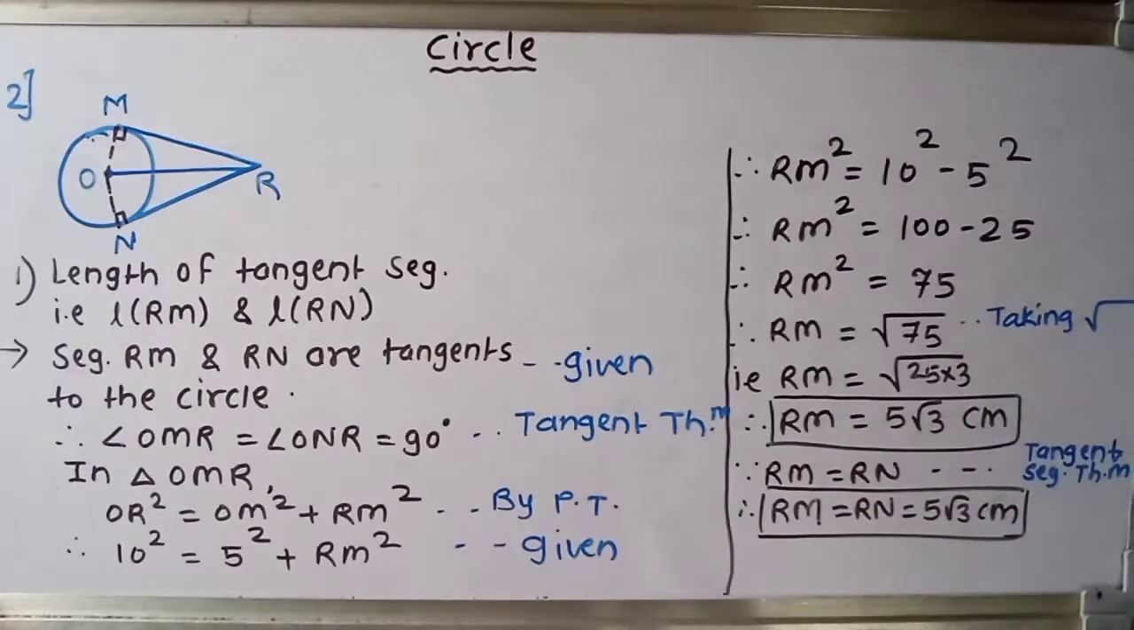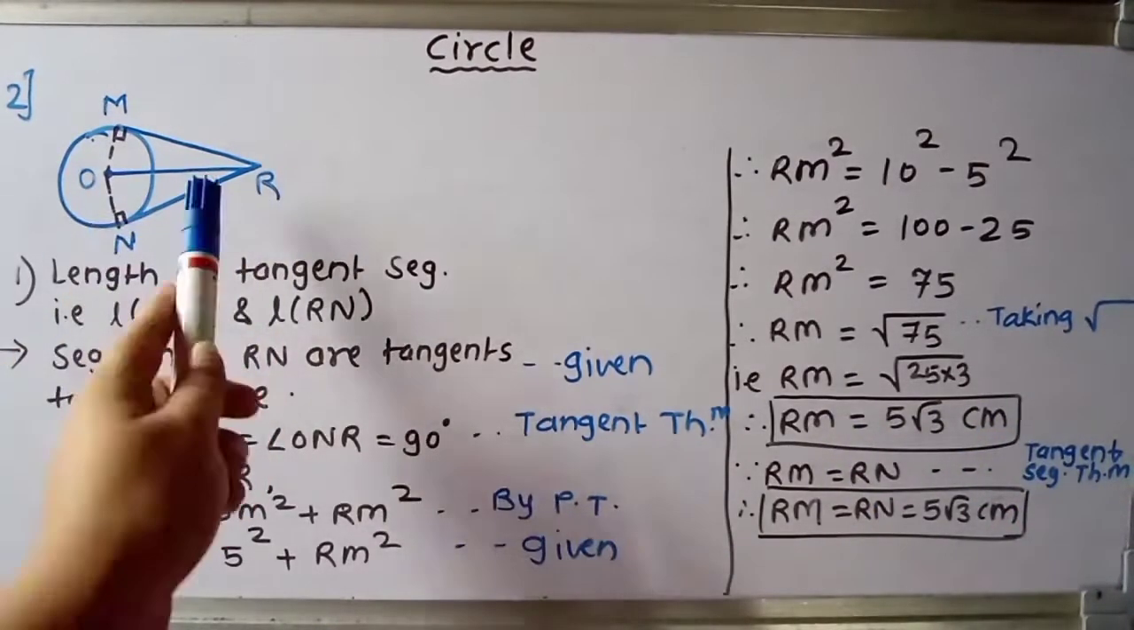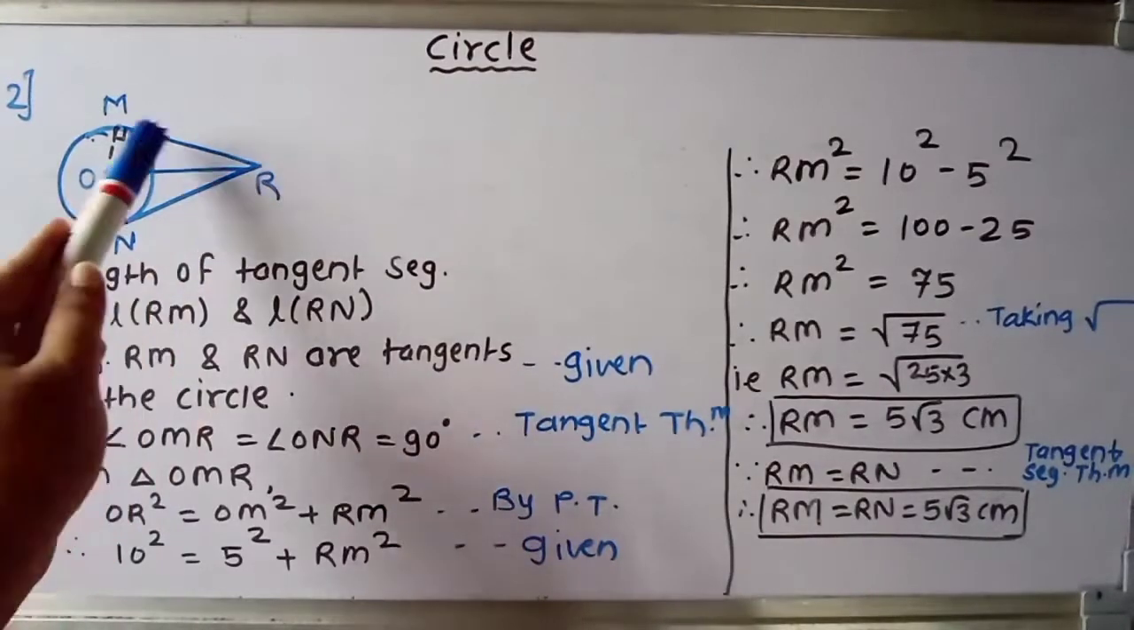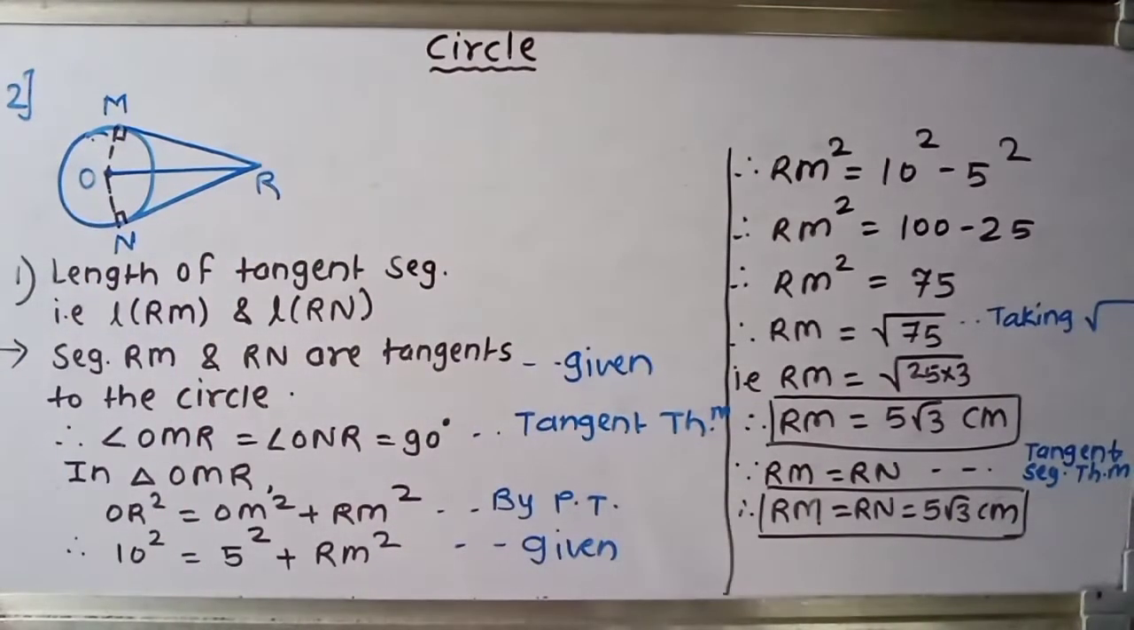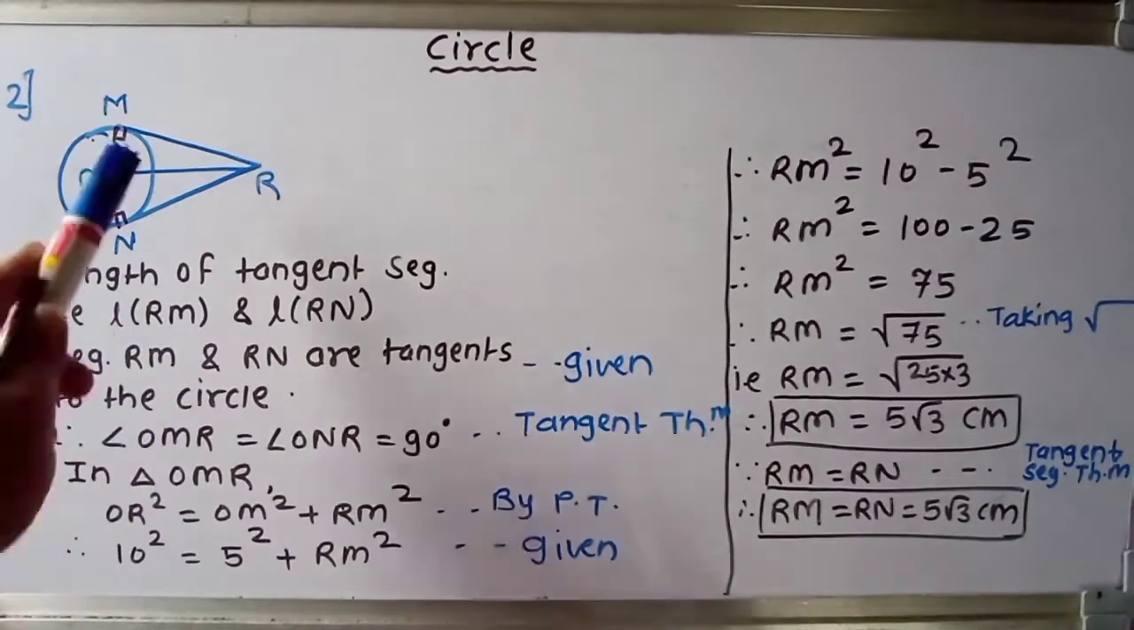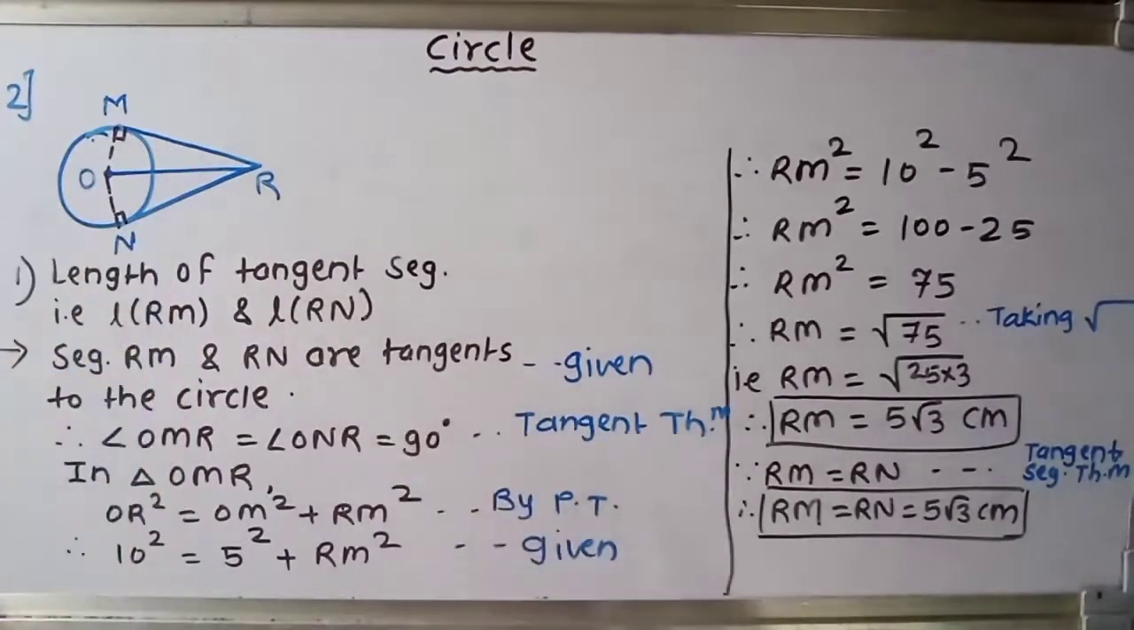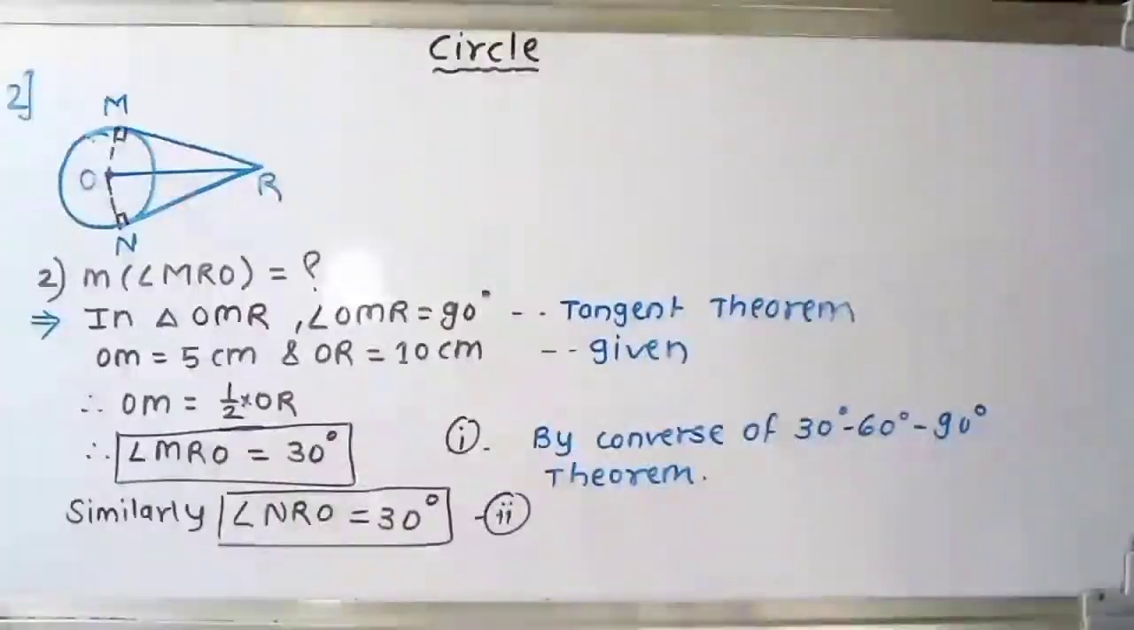Now if you see the figure, this is the point which is outside the circle, and the tangents are drawn from this point, so you can use the tangent segment theorem. These two tangents will be congruent to each other. So use that theorem. Therefore we can say RM is equal to RN by the tangent segment theorem. Therefore RM is equal to RN is equal to 5 root 3 centimeters. Is this clear to you? Okay, now we'll see the second question.